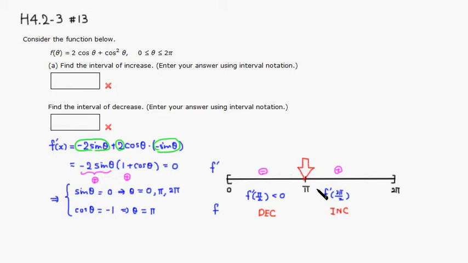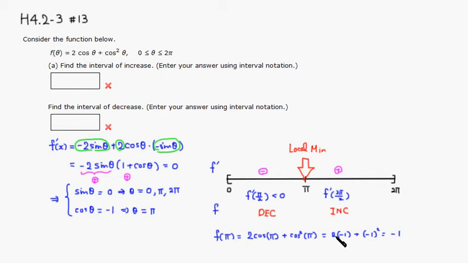Since decreasing turned into increasing, you would have a local minimum there, right? Then we have to find the corresponding value, so we need to find f of pi. So 2 cosine of pi plus cosine squared of pi. Cosine of pi would be -1, so it's 2 times -1 plus -1 squared. So it's -2 plus 1, so it's -1, right?